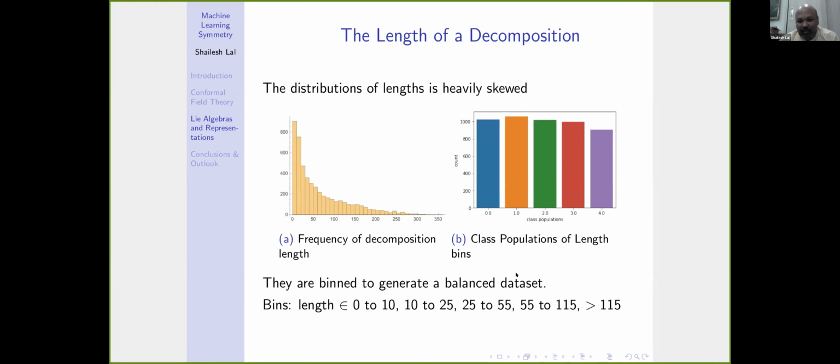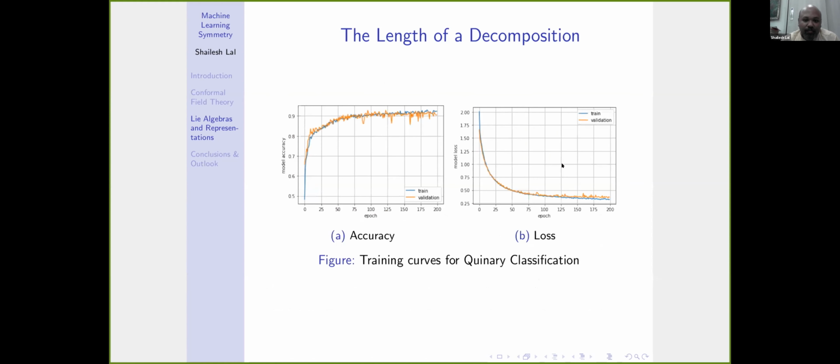And then we have these 5 classes, and the problem is to take the tensor product of 2 irreps and ask which of these 5 classes it belongs to. Again, we can set up a neural network and give it the data that I talked about before. And then this is what the accuracy and loss look like. You can see that the accuracy is pretty high, the loss is pretty low, both of which are good.